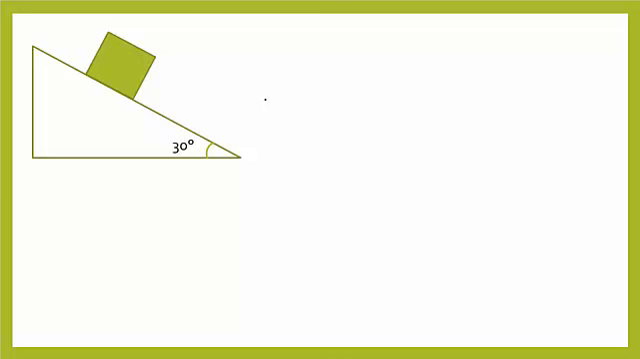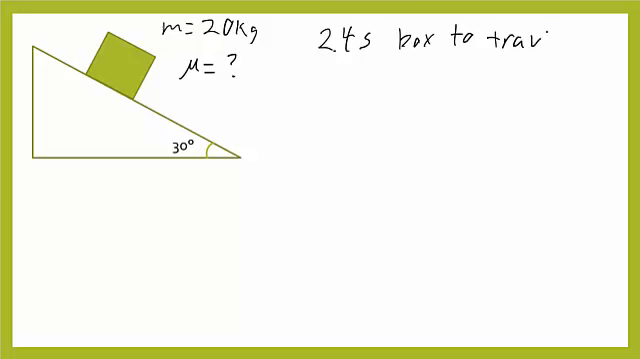Okay, let's look at one example of the types of problems you'll solve. Let's say that we've got our same 20 kilogram box on our same ramp, but now I don't tell you about the amount of friction there is. In fact, I want you to find the coefficient of friction, and I'm going to give you some kinematic information. Let's say that it takes 2.4 seconds for the box to travel, let's go with 1.5 meters down the ramp.